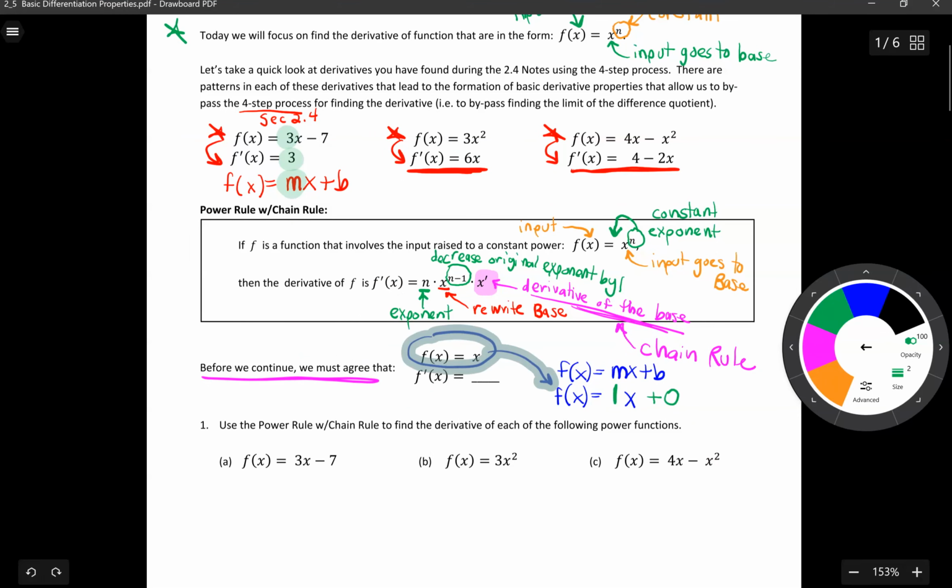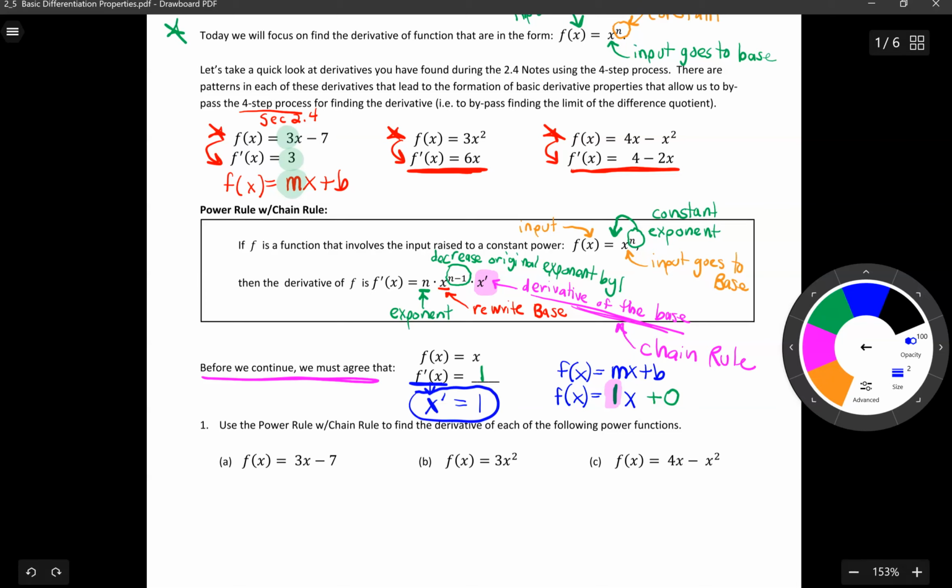Okay, so if we did the 4-step process for this, because up until now, that's all we know for the limit of the difference quotient, right? That's all we know. If I did the 4-step process, I can get the slope of this. We know the slope is just going to be 1. So if you have x, the derivative of x is just going to be 1. We all have to agree on that. So another way to write the derivative of x, instead of in function form, we can say the derivative of x. If f of x is just x, so they're interchangeable, then the derivative of that is just going to be 1. We have to agree on that for right now.